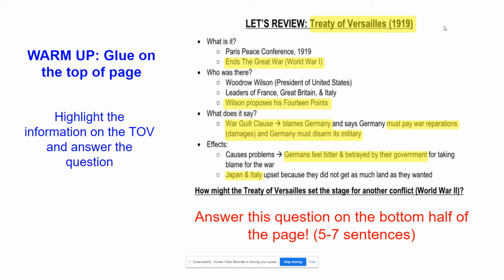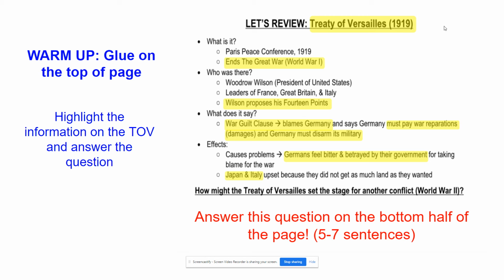You guys know more about what happened with Germany and why they would be to blame. You can look back on your pages from the end of World War I and look at what's going on and what would lead to Germany feeling this way. So I want you guys to look back on that and review the Treaty of Versailles.